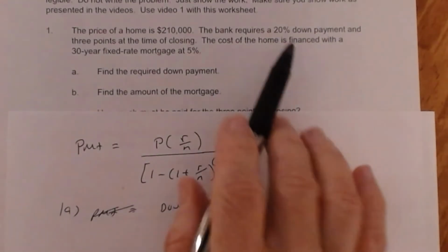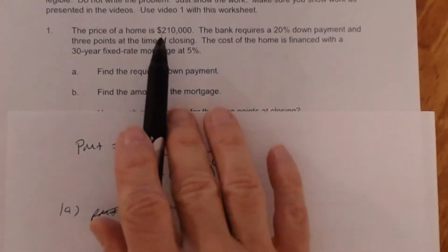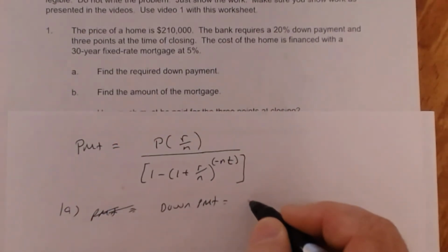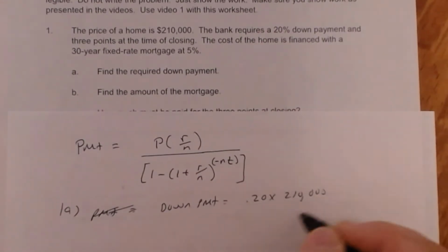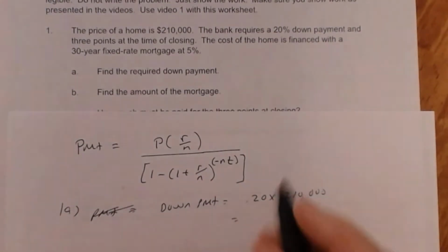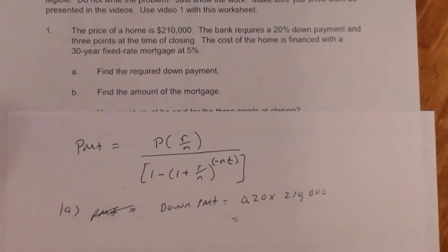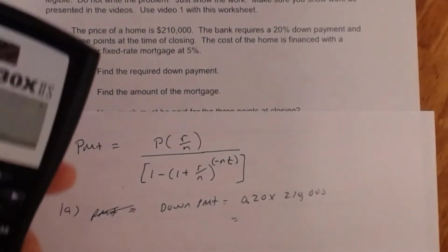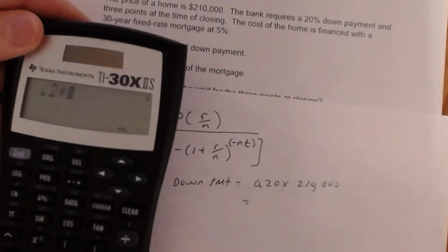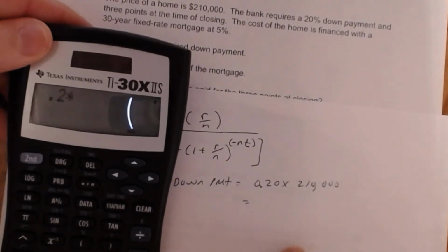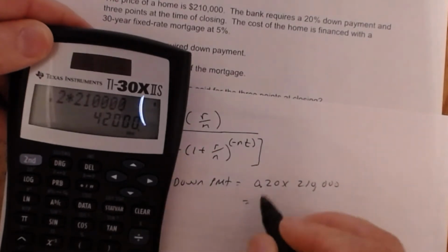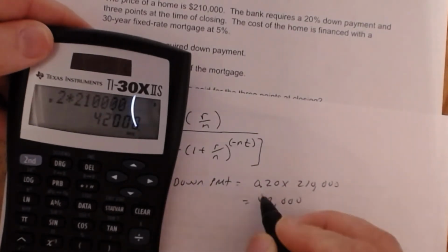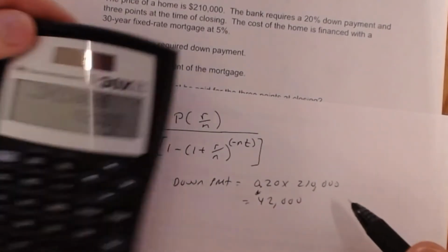So the down payment will equal 20% of the $210,000. So 20% times $210,000 equals, and then using your calculator, remember that's 20%, so 0.20 times 210,000. So your down payment is $42,000. That's a lot of money. All right, so the down payment is $42,000.